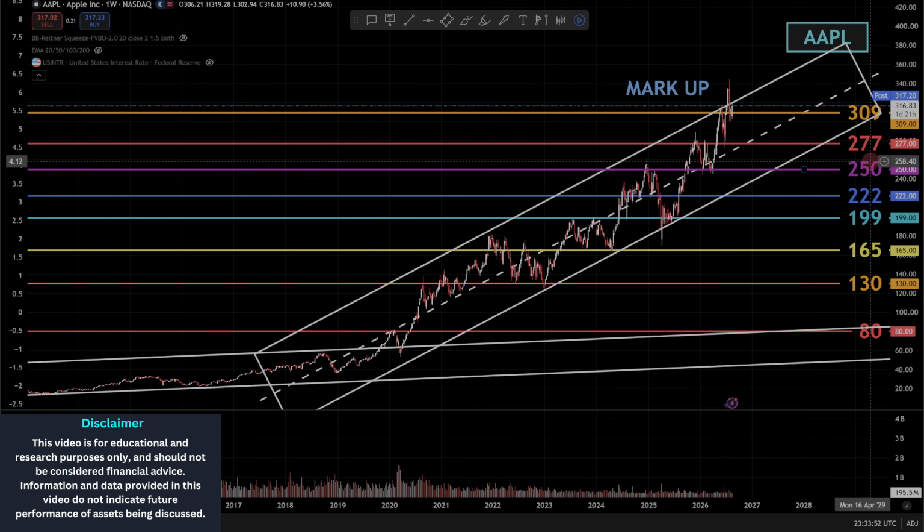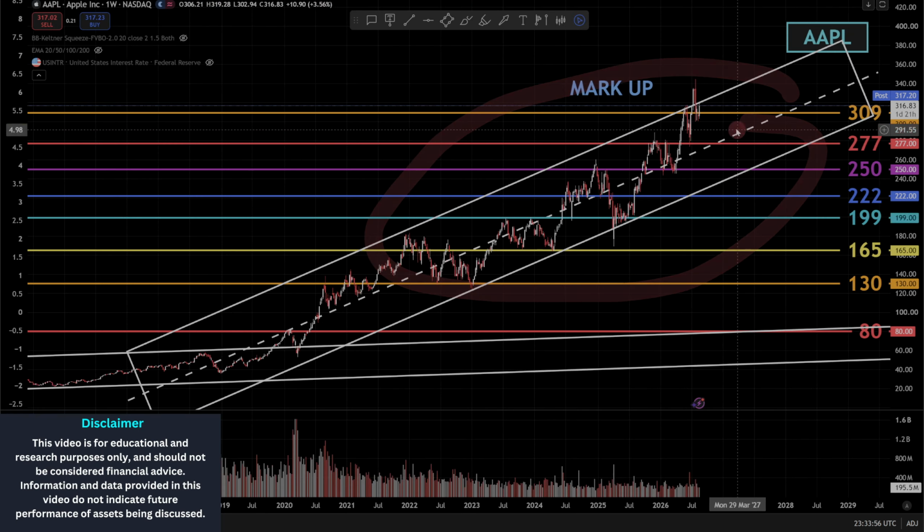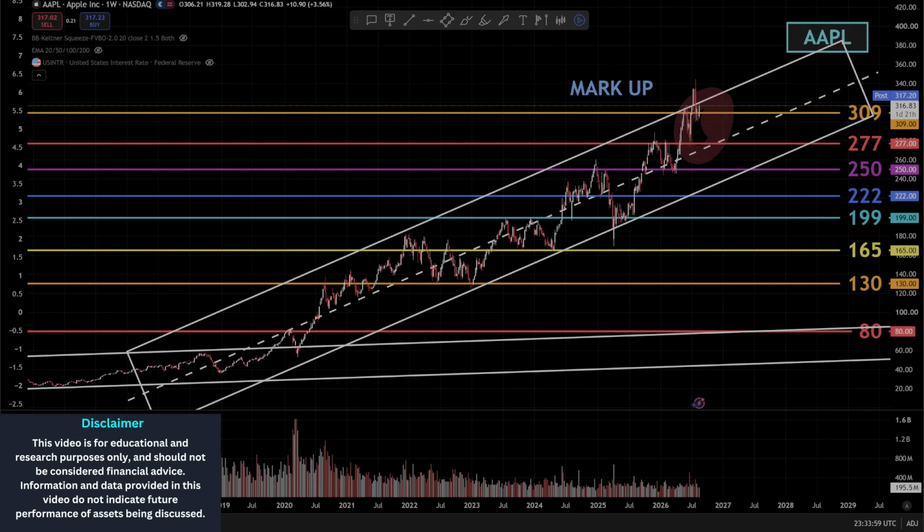Hi there, let's take a look at Apple. We'll cover the weekly market structure and check out the short-term trend, so you can learn how to assess the risk of the next price move, even if you're new to chart analysis.